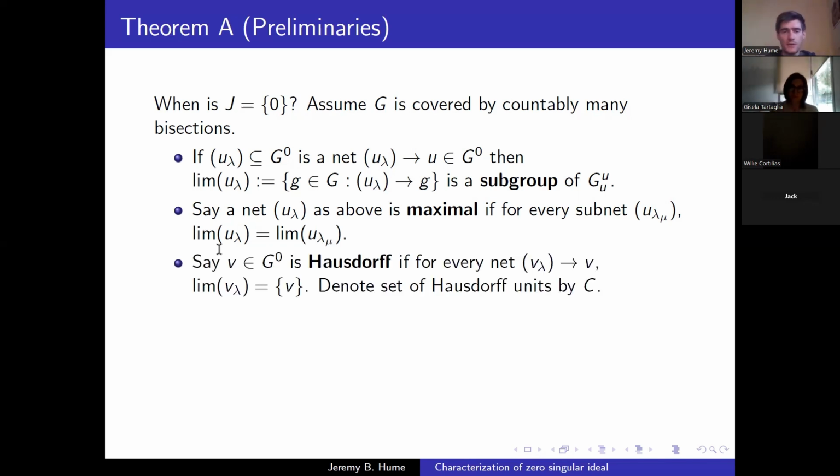And we'll say finally that a unit is Hausdorff if for every net converging to that unit, the limit set of that net is just equal to the unit. So you can't get any more limit points. And let's denote the set of Hausdorff units by C.